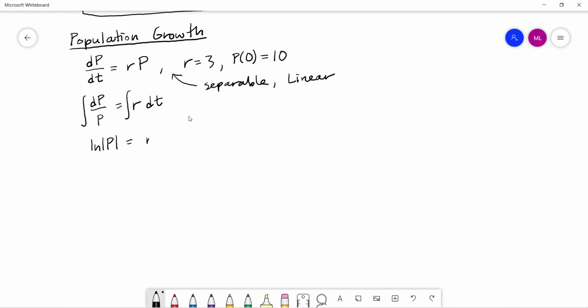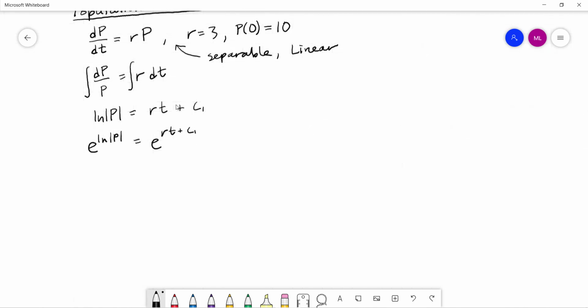That's going to just simply be rt plus some constant. We'll call it c1. Same argument as before. Let's get rid of the natural log. So I'm going to do e to both sides. E to the natural log of the absolute value of p is going to be e to the rt plus c1. On the left-hand side, that'll leave us with the absolute value of p. On the right-hand side, we can rewrite this as some new constant c2 times e to the rt.